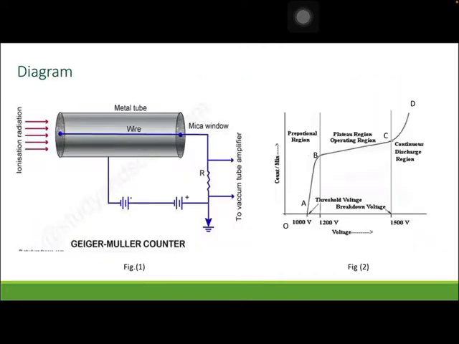The same thing we will just see here. Now you can see here. This is the tungsten wire. It is mounted axially on this cylindrical metal tube. Okay, so this tungsten wire is connected to the anode or positive terminal of the high potential battery. Okay, this works as an anode, and this metal tube works as a cathode.